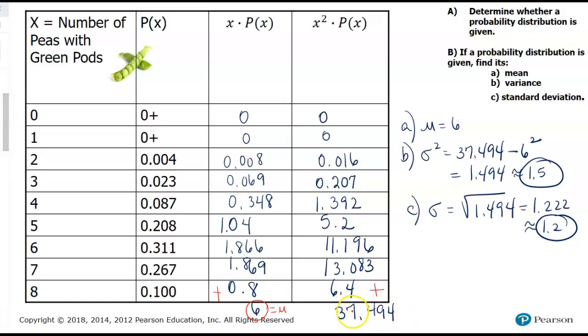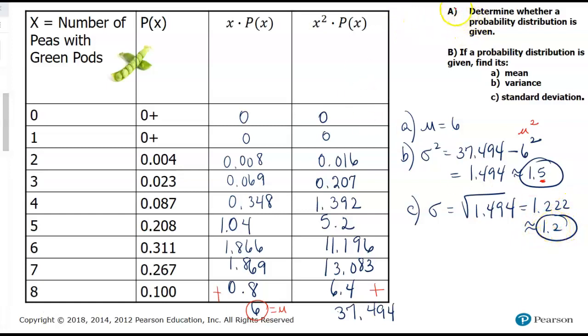Remember, that is not the variance. You're going to have to then take that value and subtract the mean squared from it. So we found the mean to be 6. We're going to take that and subtract the mean squared. We get 1.494, or if we round it to 1 decimal place, it would be 1.5. For the standard deviation, go back to the unrounded one and take the square root of it, we get 1.222, and that's going to round to 1.2.